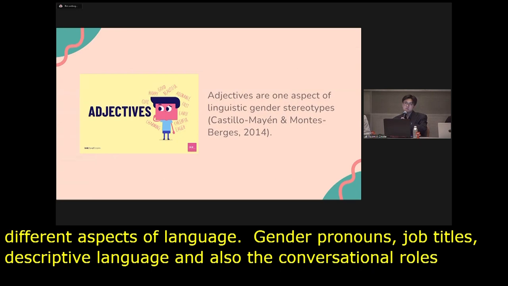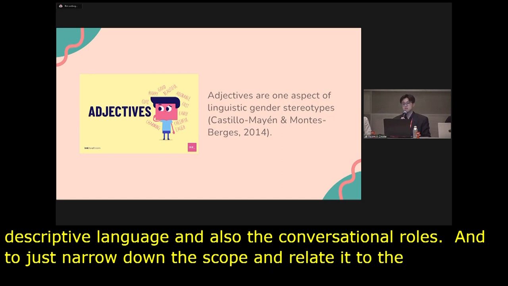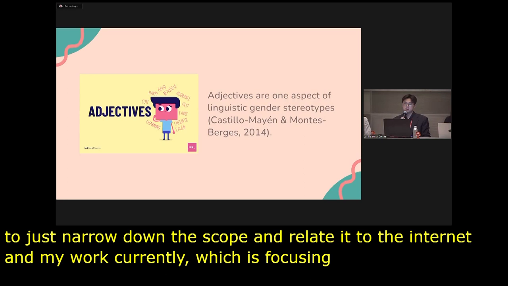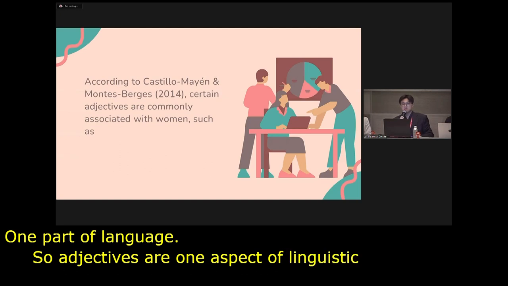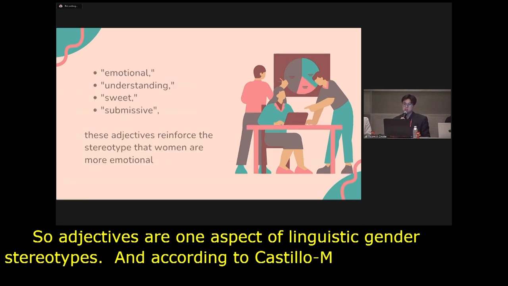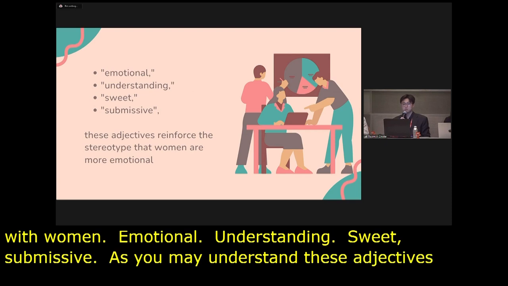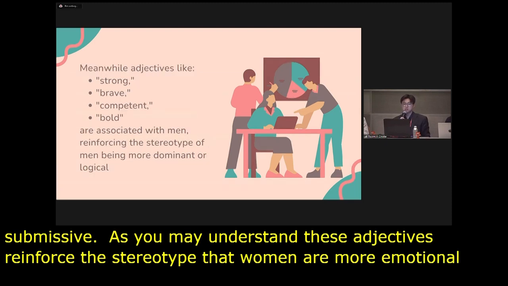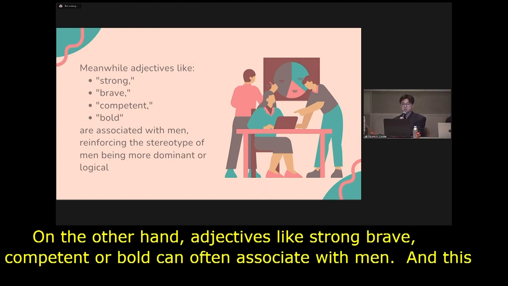And to just narrow down the scope and relate it towards the internet and my work currently, which is focusing on the adjectives, one part of language. So adjectives are one aspect of linguistic gender stereotypes. And according to Castillo, Mayen, and Montes Burgess, certain adjectives are commonly associated with women, as for example, emotional, understanding, sweet, and submissive. So as you may understand, these adjectives reinforce the stereotype that women are more emotional. On the other hand, adjectives like strong, brave, competent, or bold are often associated with men. And this reinforces the stereotype of men being more dominant or logical.